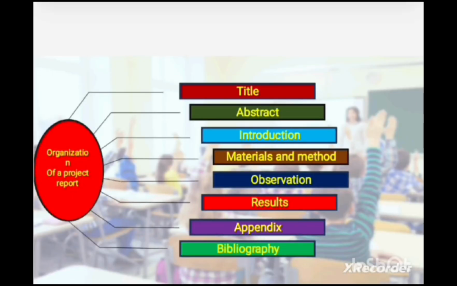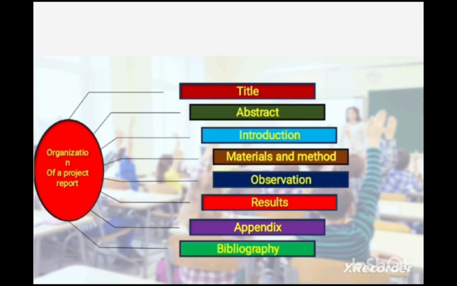Hello everyone. I would like to discuss the organization of a project report. A project report has to be properly written and given for submission. The format to be followed is stated below. First, the title. The title of a project report should succinctly reflect the main theme or focus of the project. It should be clear and informative, providing readers with an understanding of the project scope.